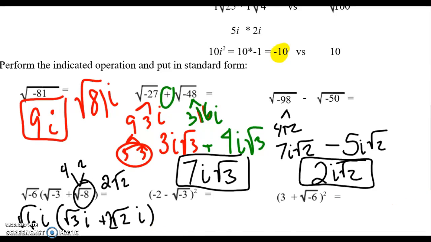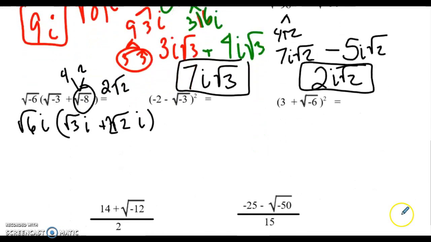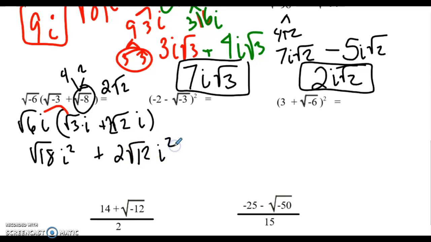Okay, so I need a little bit more room. Let's see. So this now is distributing. So the root of 6 times the root of 3 gives me square root of 18. i times i is i squared. Plus square root of 6 times 2 root 2 gives me 2 root 12 i squared.